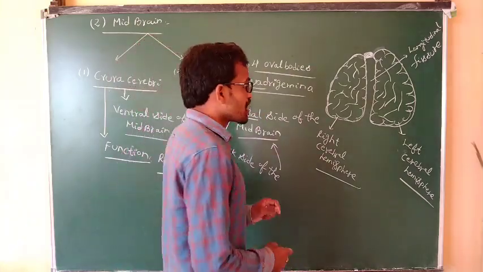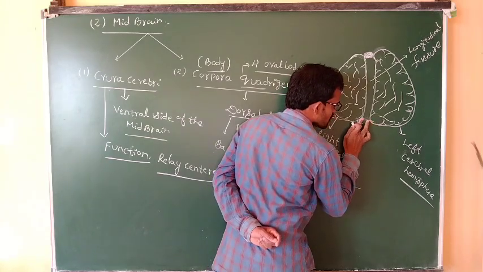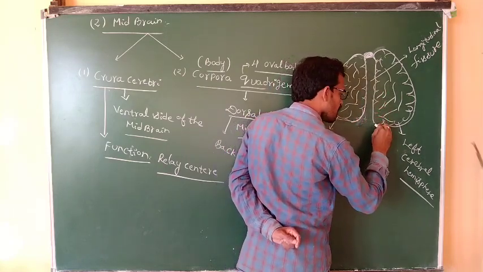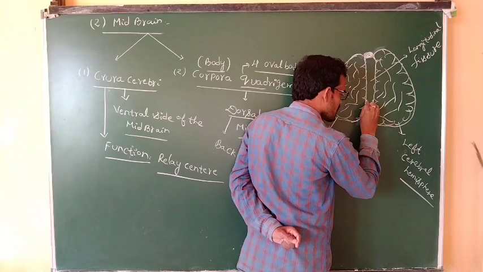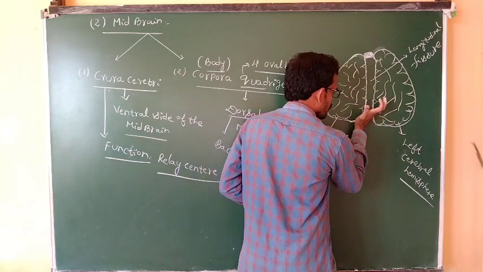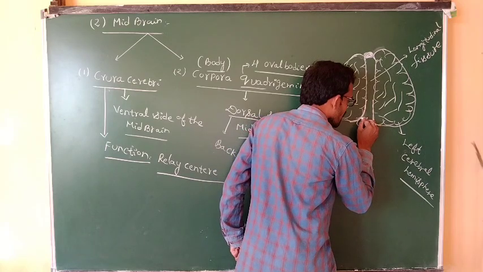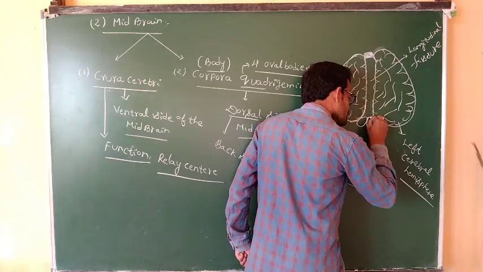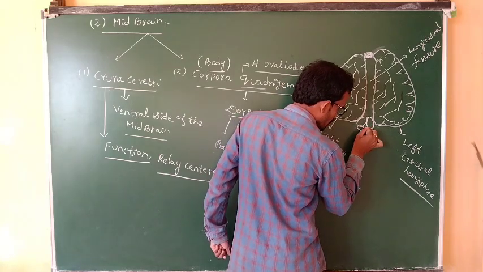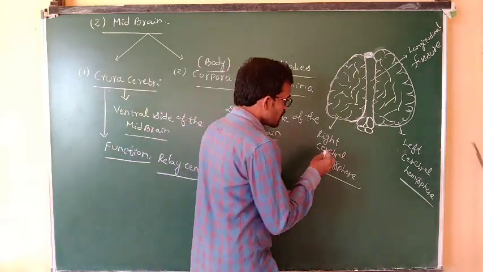You can observe here. If you observe the backside of the midbrain, you can observe four vowel bodies are located. How many vowel bodies are located? Four vowel bodies are located. Two vowel bodies on the top and two below.